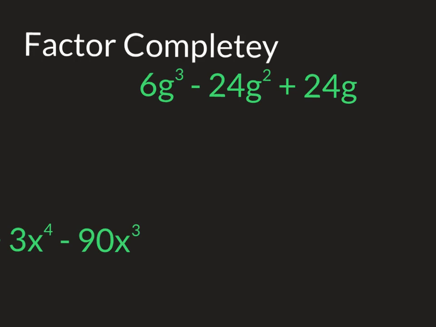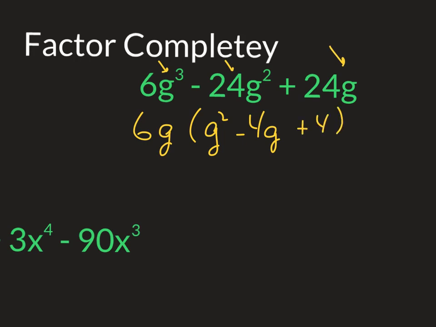Okay, let's look at the second one. Same deal. Always look for a GCF. It has one. 6 goes into all of those numbers, and every term has at least one G. So I'm taking out a 6G. When I do that, that leaves a G squared for the first term. It leaves a minus 4G for the second term. And the last term, it just leaves a 4 because I took out the G already.